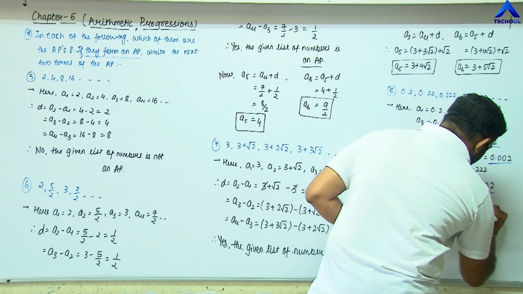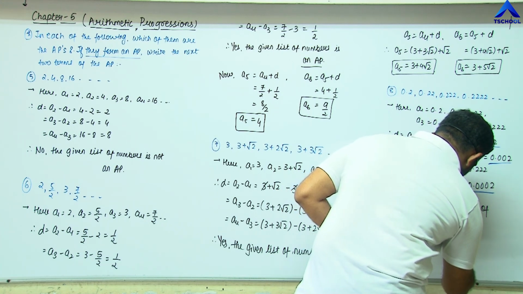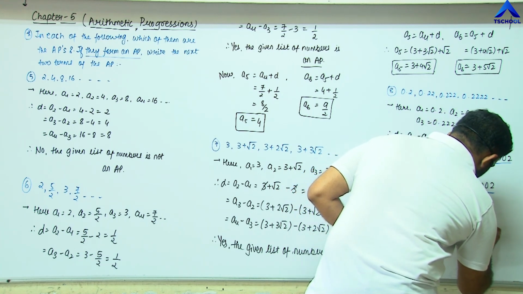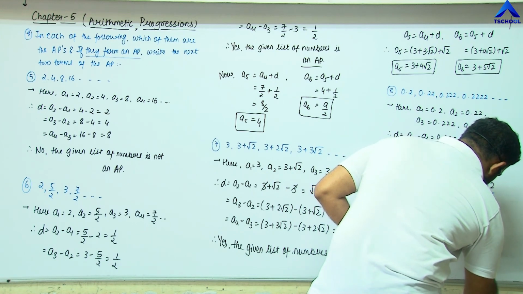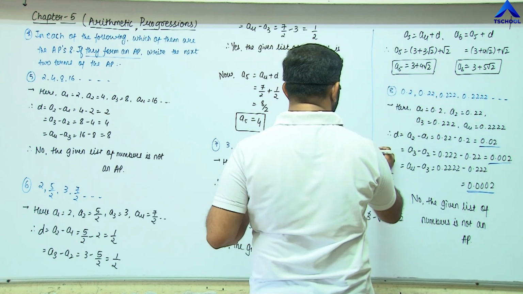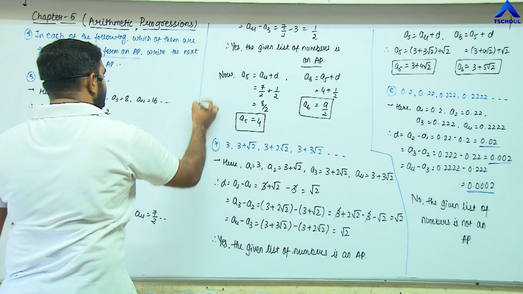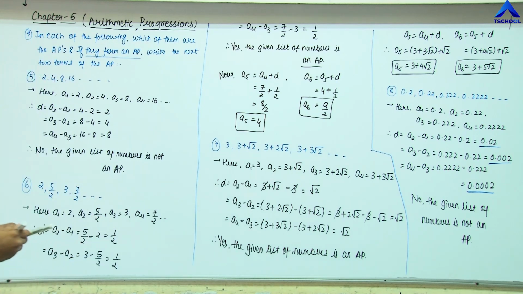is not an AP. Right? So you cannot say that the given list of numbers here is an AP. Is it clear, friends? So this is how it goes, whether you can identify that the given list of numbers is an AP or not.